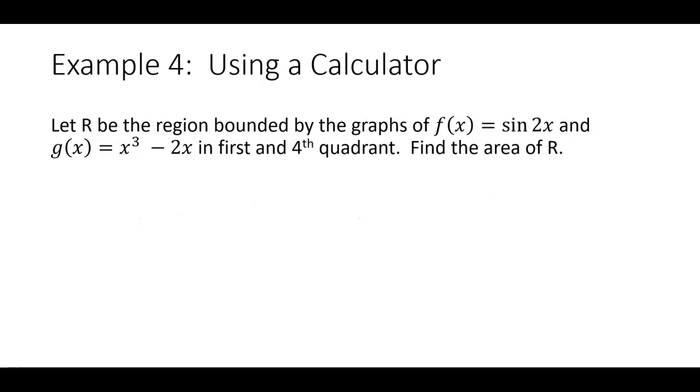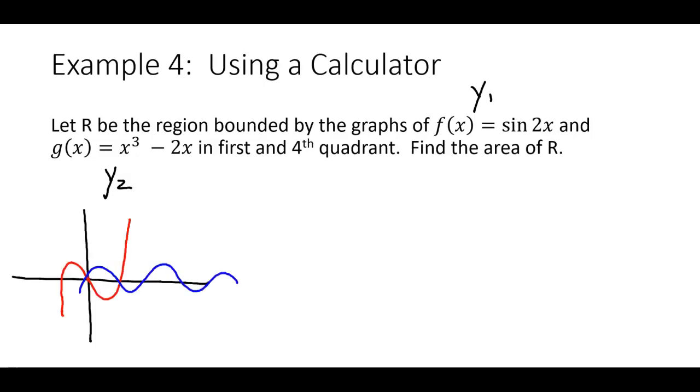Anyway, let's begin. Let R be the region bounded by the graphs of f of x and g of x in the first and fourth quadrant. Find the area of R. So let's go ahead and graph those. I want you to graph this one under y1, and we'll graph this one under y2. And then let's bring up the picture and see what that looks like. I'll give you a second. So right now, that's what our graph looks like.